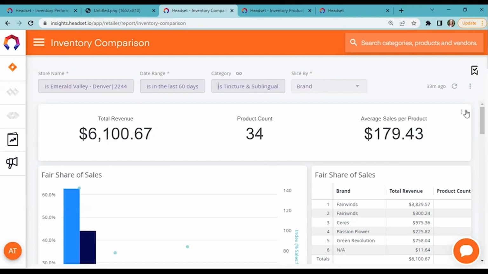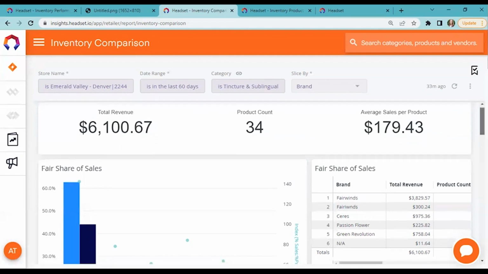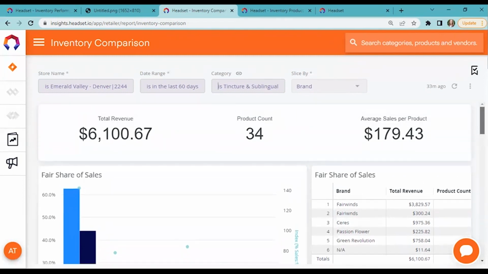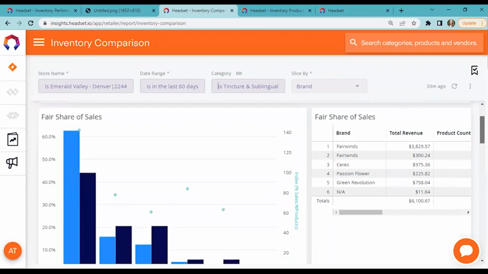So I have all those filters set. We can see our total revenue in the last 60 days. Product count is 34. So we have 34 tincture and sublingual products, and average sale per product. So 180 bucks, not bad.